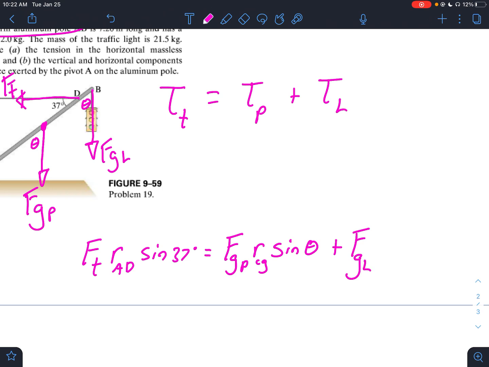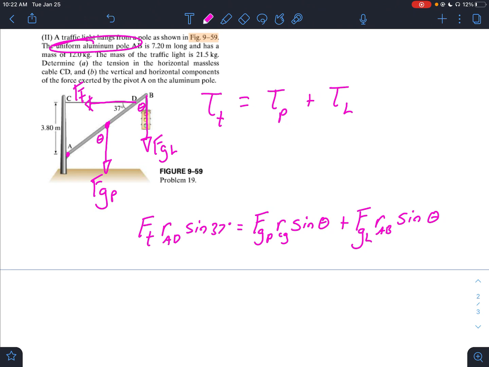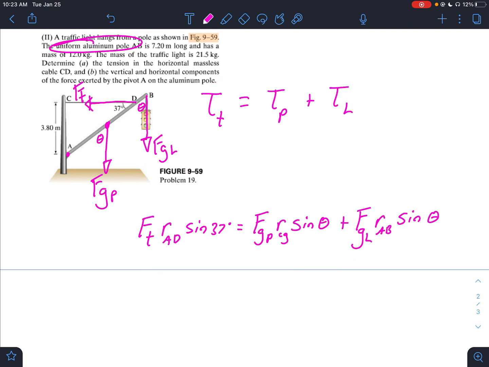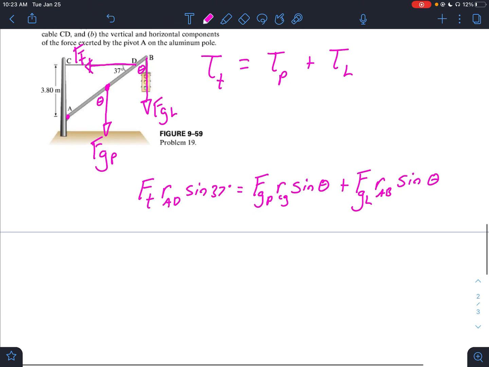Then the weight of the light is our other force, times radius AB, because it's the full length of the pole, it's at the edge, and sine theta. So that's our full equation. This is 90% of the work. The rest of it is geometry and some basic math here.